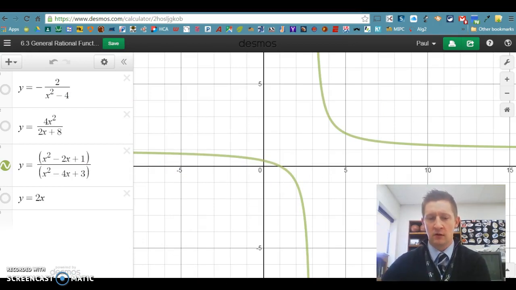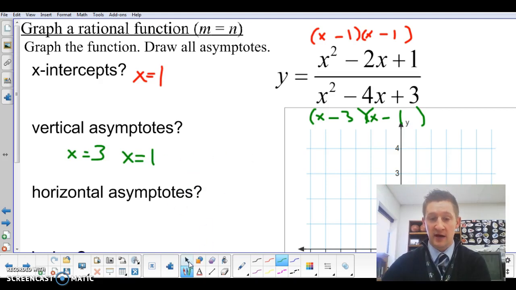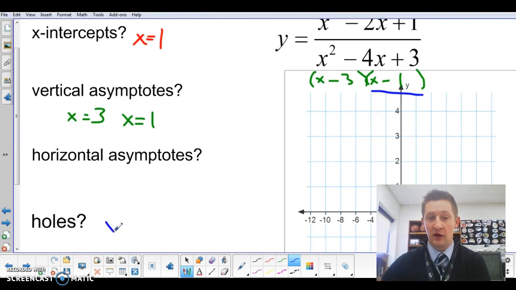Interesting. What's happening here is I have a shared factor in the numerator and the denominator. I have x minus 1 as a factor in the numerator and x minus 1 as a factor in the denominator. What that means is instead of having an asymptote at 1, I have a hole at x equals 1. Not a vertical asymptote, but a hole at 1. Here's what that means.